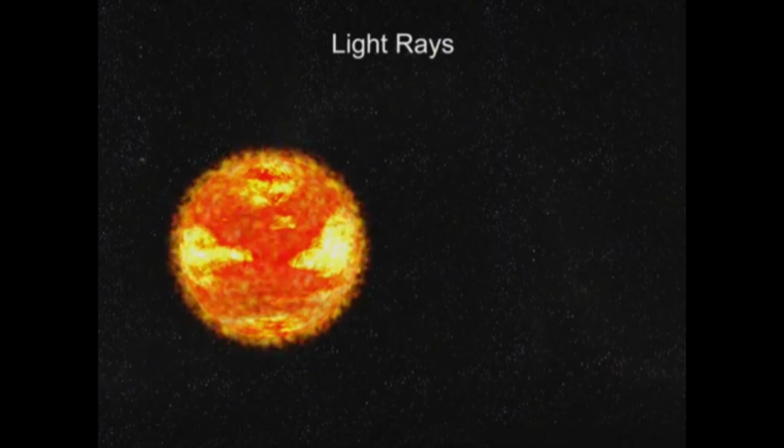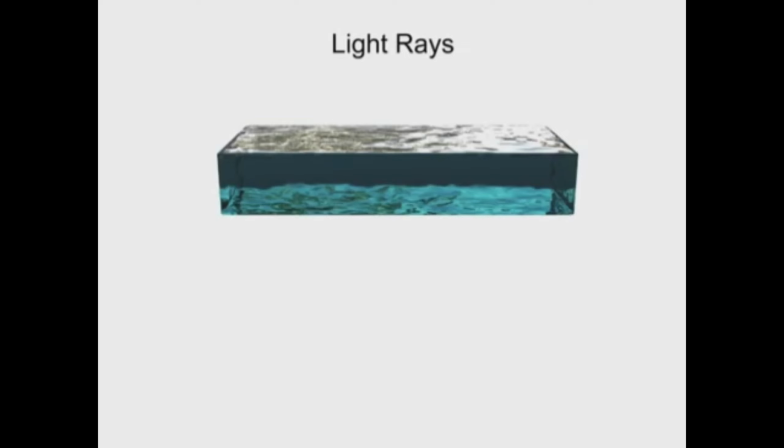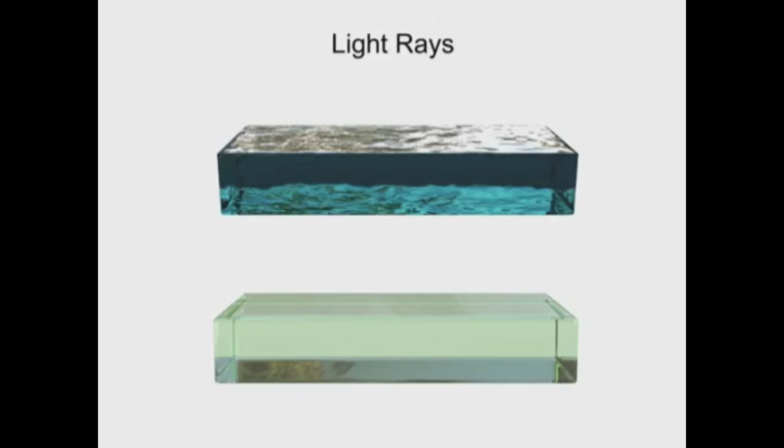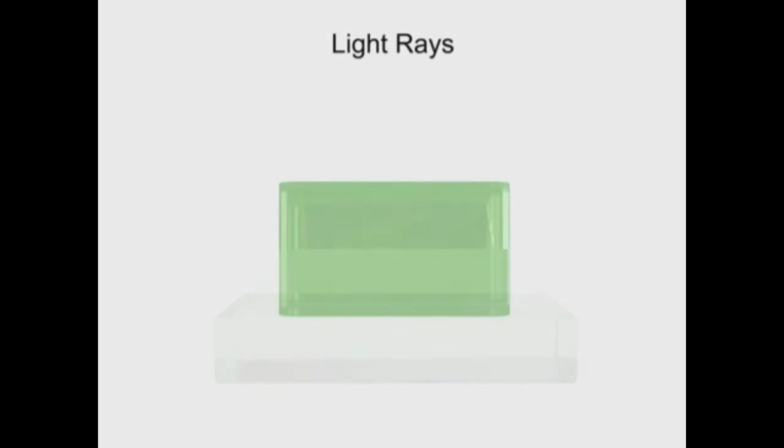Light rays travel through space in a straight line at approximately 300,000 kilometers per second. As light passes through a transparent medium such as water or glass, its speed is decreased. For glass, it's reduced to 200,000 kilometers per second, and for water, the speed is 225,000 kilometers per second. If the light enters a medium perpendicular to the surface, it passes straight through, but at a slower speed. However, if the light beam arrives at the medium surface at an angle, not only will its speed be reduced, but it will bend due to a process called refraction.